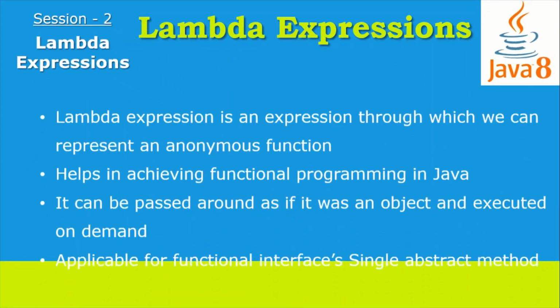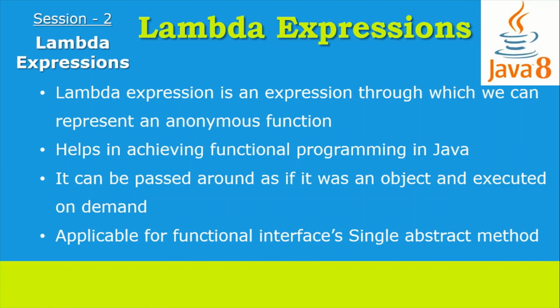What is a Lambda expression? A Lambda expression is an expression through which we can represent an anonymous function. Anonymous means that the function is without any name. It helps in achieving functional programming in Java. It can be passed around as if it was an object and executed on demand. Lambda expressions are only applicable for functional interfaces, that is, interfaces with a single abstract method.